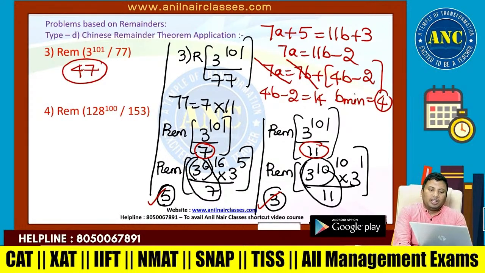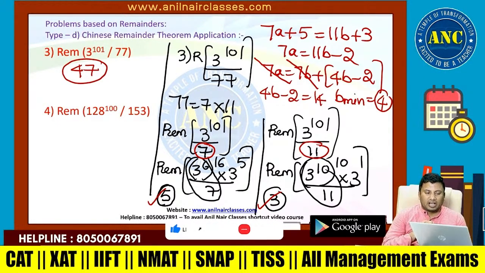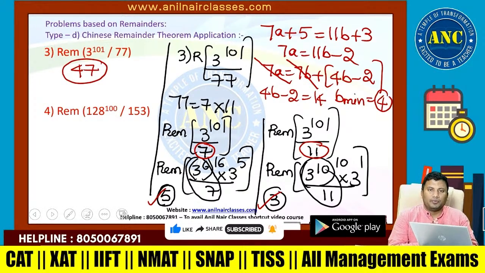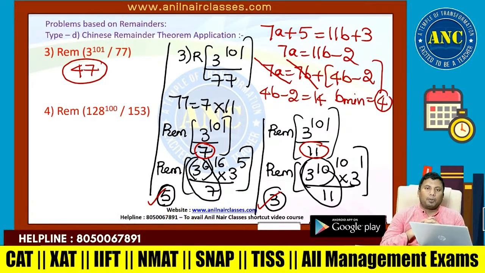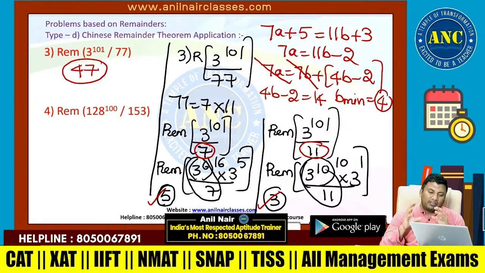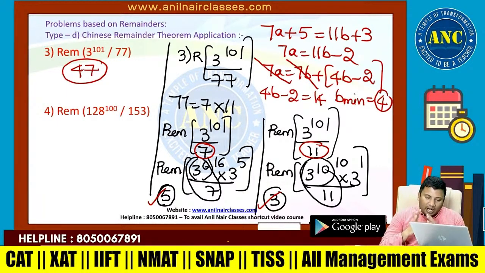I hope this idea is clear to you. I will take up your doubts after I solve the fourth problem. Third problem, I hope the idea is clear. If the denominator is a composite number, write the number as a product of coprimes. 77 is 7 into 11. 3 power 101 by 7 you do, 3 power 101 by 11 you do. 3 power 101 divided by 7, I got remainder 5. 3 power 101 divided by 11, I got remainder 3.